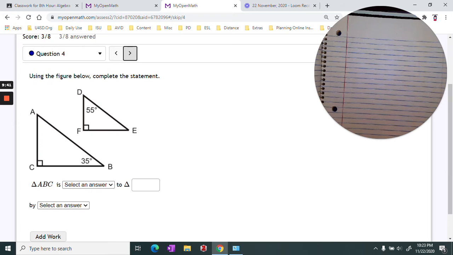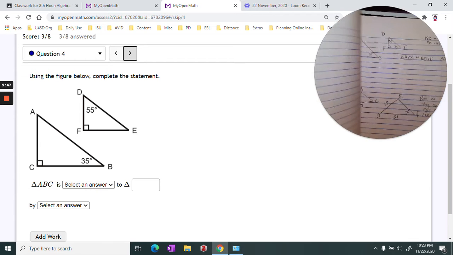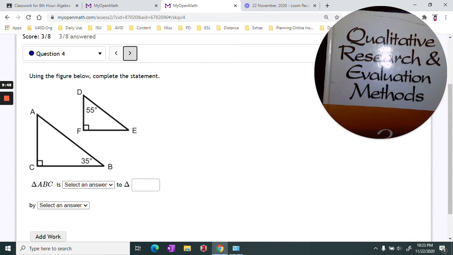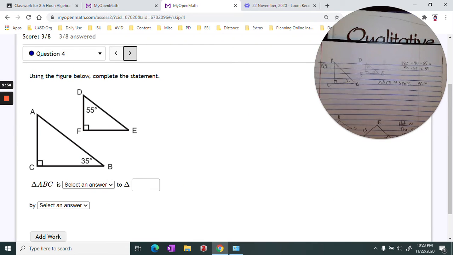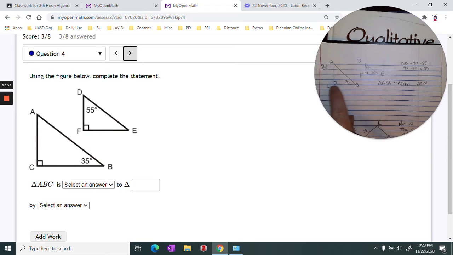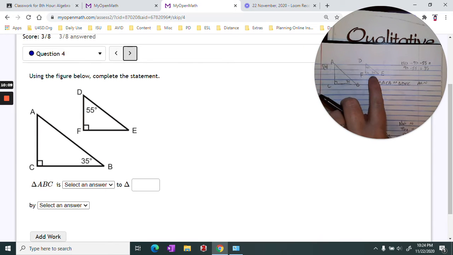Okay, with question 4, I was looking at this one and I decided that I would take a look at my triangle angle sum theorem to figure out if all of my angles matched up. So I have a 90-degree angle marked, and I have a 35-degree angle marked, and I had a 55-degree angle marked. So what I decided to do was 180 minus 90 minus 55 to see if this angle was 35, and it was. So that means I have similar triangles by angle-angle similarity.